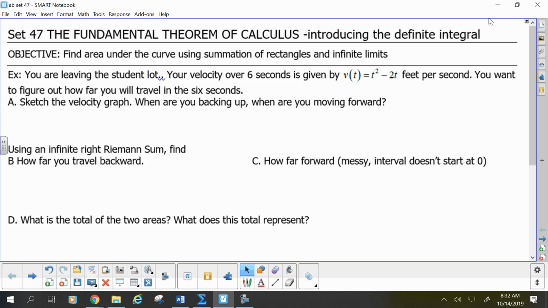You're leaving the student lot, all right? Your velocity over 6 seconds is t squared minus 2t feet per second. And you want to figure out how you will travel, not how far, in the first 6 seconds. I'm going to cross out far. All right. Would you sketch the velocity graph on your own real quick, please?